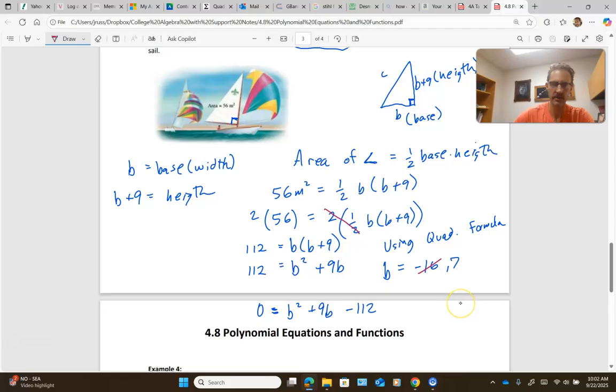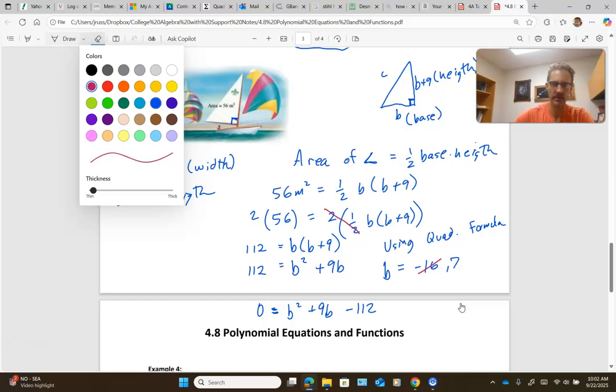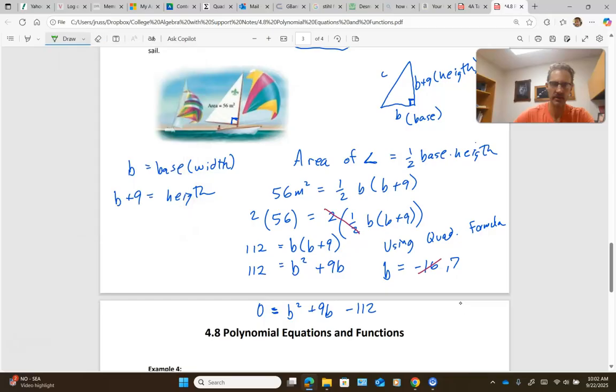So having said that, we can come over here to the left, and I'm going to go back to blue here. Or actually, I'll get this nice green. We can say that the base is 7 meters. Okay? And so if b represents the base and it's 7 meters, then the height is going to be b plus 9. So 7 plus 9 is 16. So the height of that cell is 16 meters. Okay? So those are the dimensions of the cell.